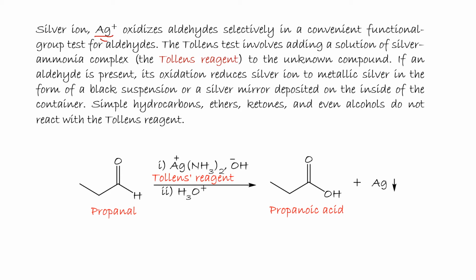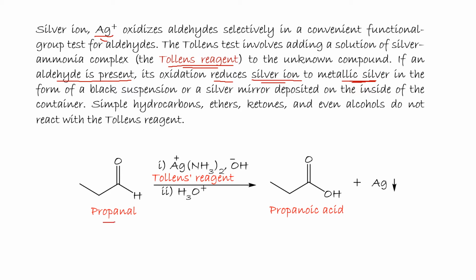The Tollens test involves addition of a solution of silver ammonia complex, called Tollens reagent, ammoniacal silver nitrate, to the unknown compound. If an aldehyde is present, you can see clearly after warming up in a water bath, silver ion transferred to metallic silver, like a mirror or black suspension.